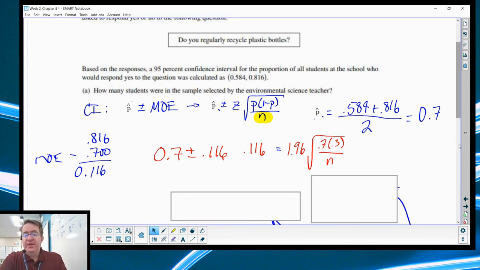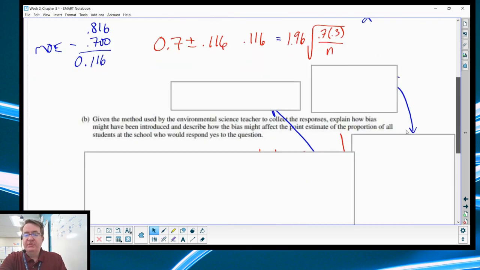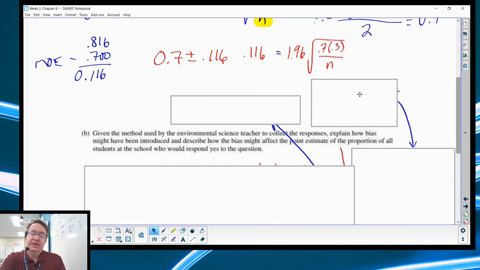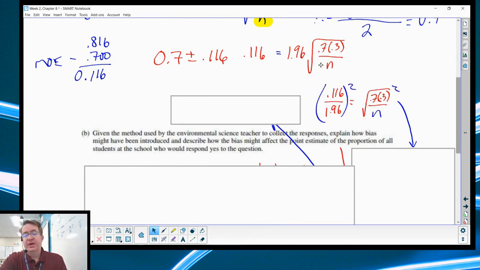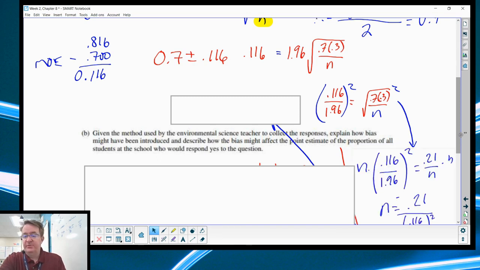So to do that, what we're going to need to do is obviously solve for n. A couple of things. Again, you probably want to isolate the root first. So if you isolate the root, I went through and I divided by 1.96. And I'm squaring both sides. And when I do that, apparently, obviously, I ran out of room.